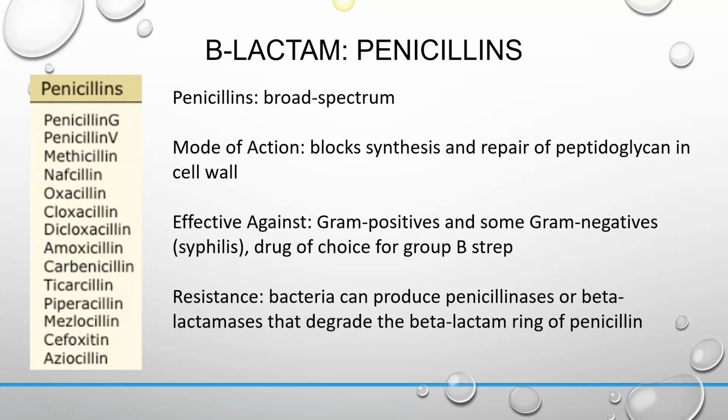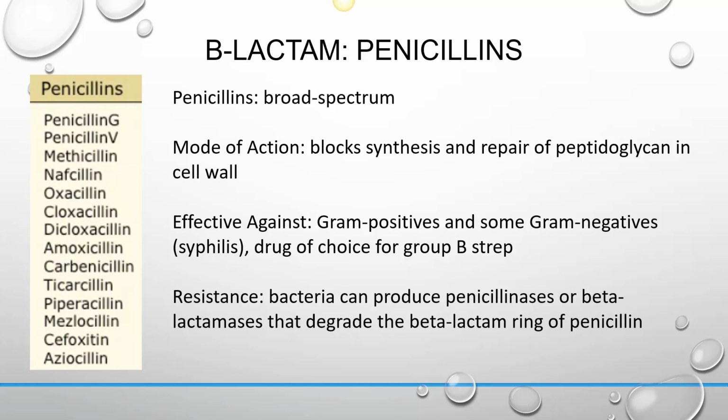The mode of action, it blocks synthesis and repair of peptidoglycan in the cell wall. So as this cell starts to divide, it starts to expand its cell membrane and expand its cell wall to split into two cells. It's like making copies of itself. It can't make new peptidoglycan. So during cell division, the cells just rupture because the cell wall becomes weak and frail, and then it messes with the osmolarity of the cell and it just bursts open. These are effective against gram-positives and some gram-negatives like syphilis, and it's a drug of choice for group B strep.